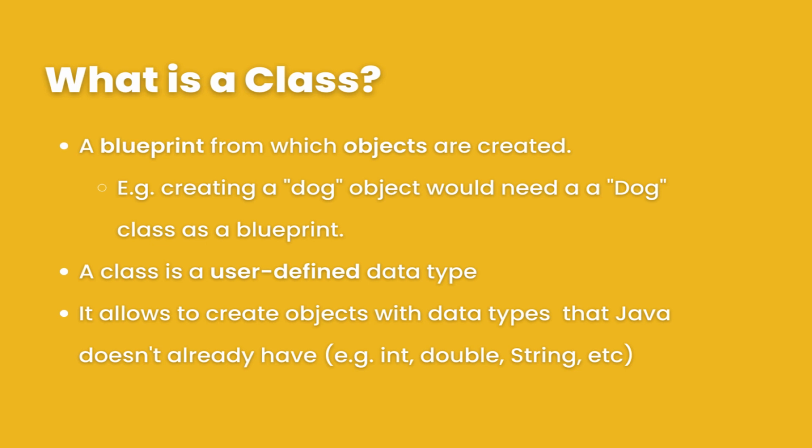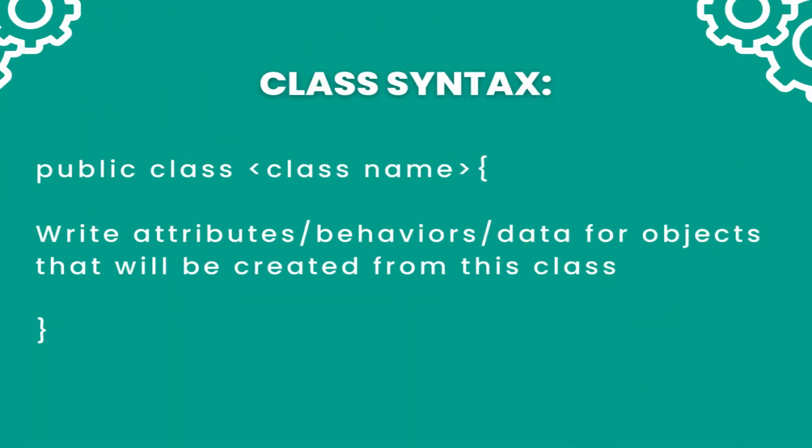So, how do you create a class? The syntax for creating a class in Java is: first, you write the keyword public, followed by the keyword class, and then you write the name of the class, which can be whatever you want it to be, but note that the name of the class should always begin with a capital letter. Then you follow the name of the class with a pair of braces, and then inside the braces, you write the attributes, the behaviors, and the data of the objects that will be created from this class.